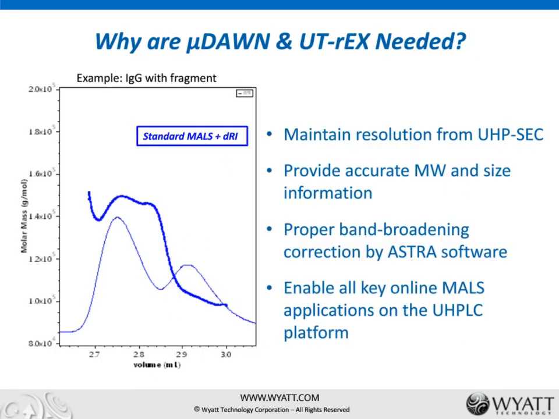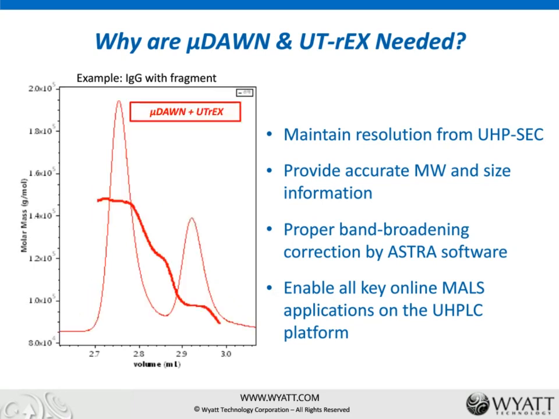Now we can also compare the molecular weights from those two sets of detectors. Here is an example of IgG and a fragment. If we use the standard MALS and DRI detectors, the dispersion between those two peaks is pretty visible, or the resolution is quite reduced compared to the resolution from the UV detector. When the dispersion is excessive, the band broadening correction feature in our Astra software cannot do a very effective job. So we see unreasonable molecular weight trend across those two peaks with the standard detectors.